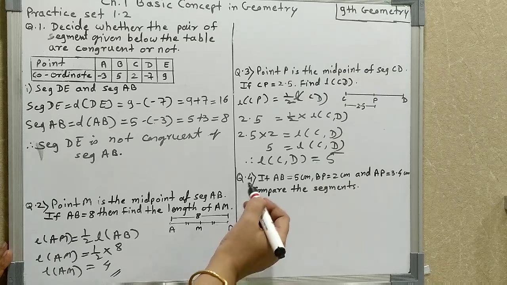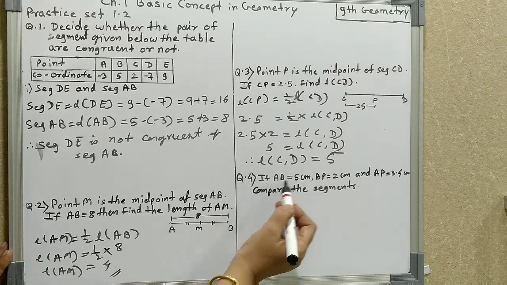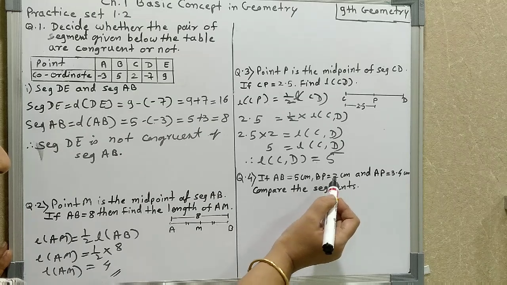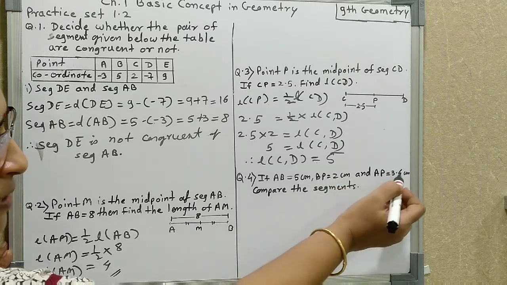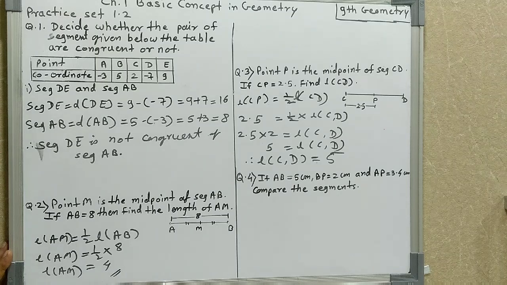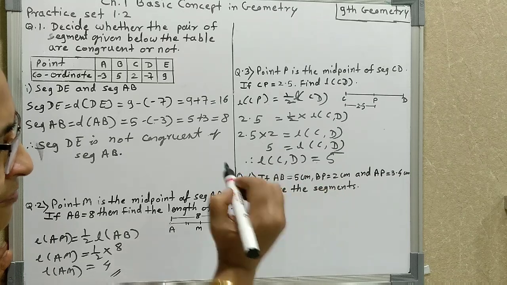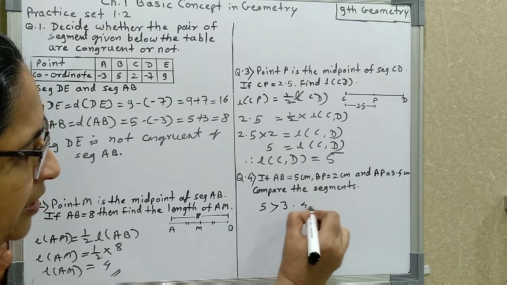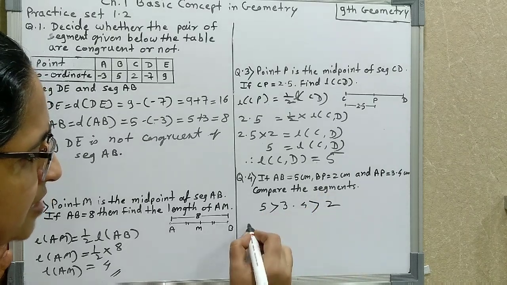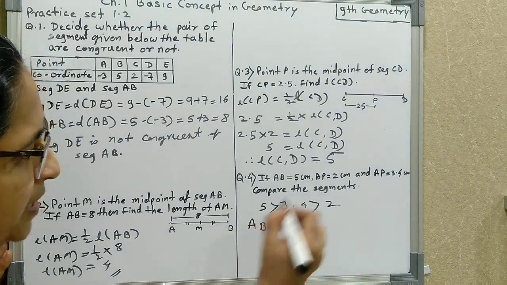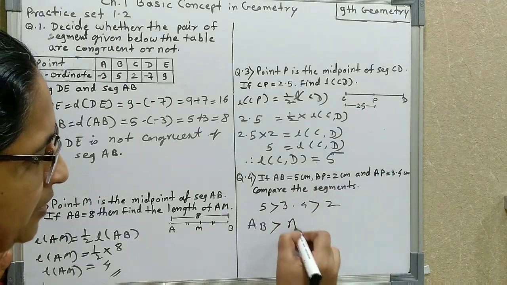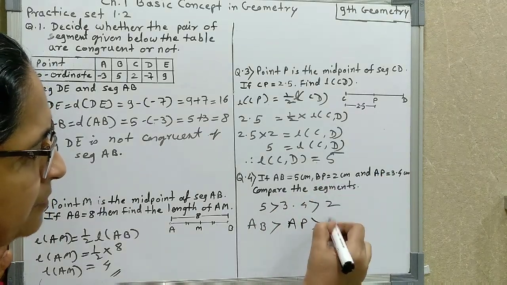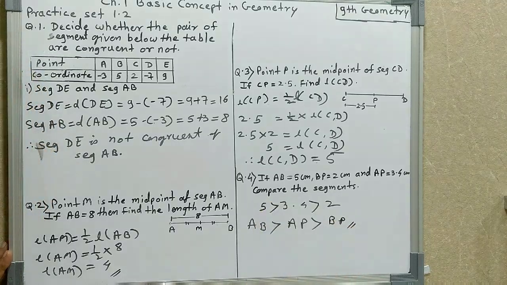Now see the question number 4. What is given? AB is equal to 5 centimeters, BP equal to 2 centimeters and AP equal to 3.4 centimeters. Compare the segments. In these values, which one is greater? 5. So 5 is greater than 3.4, which is greater than 2. So 5 is the segment AB. So AB is greater than AP, which is 3.4. So AP is greater than BP. This is the comparison of these 3 segments.